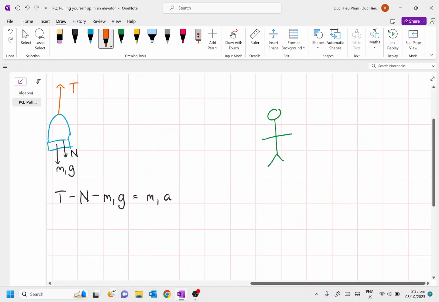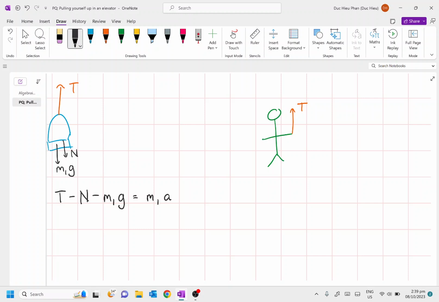Again, the person is pulling down on the rope. So the person is exerting a force downwards on the rope, and per Newton's third law, the rope exerts a force equal in magnitude, opposite in direction, onto the person. So actually, the rope is pulling the person up, basically same magnitude as tension. Okay? We also have the normal force the elevator exerts onto the person, which is N. And we also have the weight of the person, which is M2 times G.